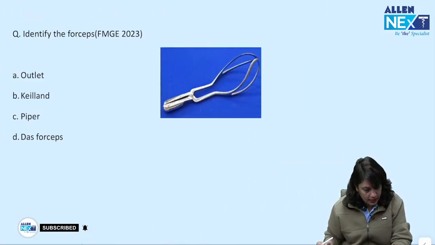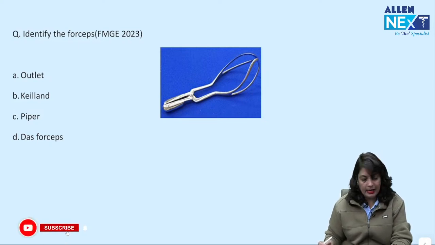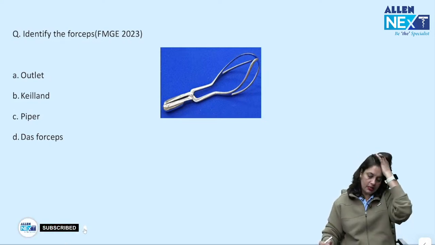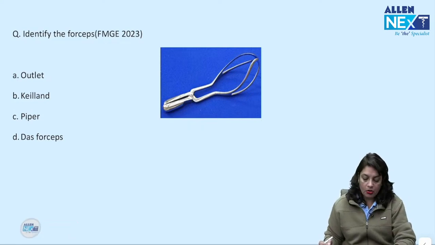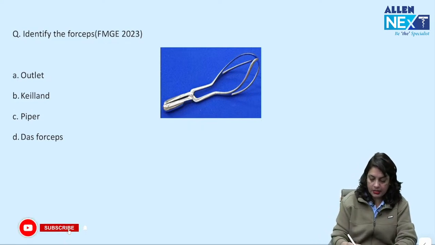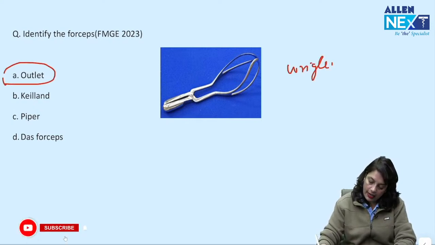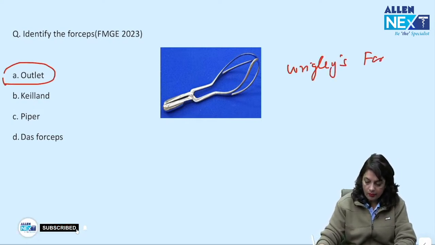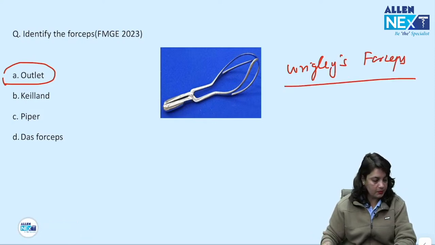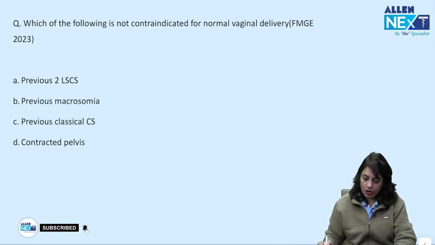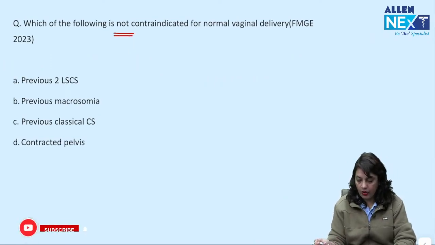Rh negative, Dr. Neha, I have already explained it. Detailed discussion will not be possible in this revision session. Identify this forceps. This is an outlet forceps. Outlet forceps is called Wrigley's forceps.